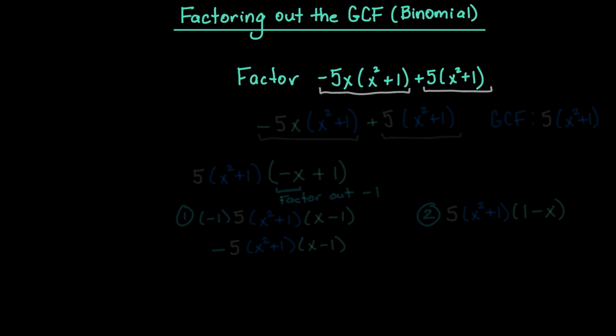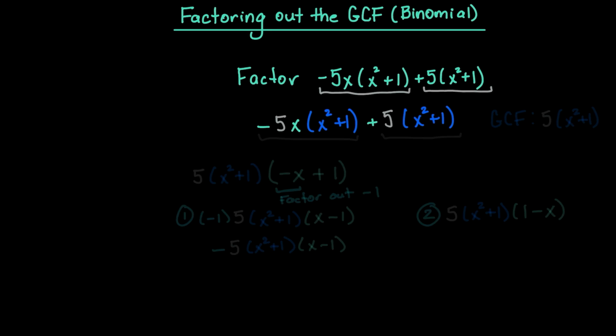So we have negative 5x times the quantity x squared plus 1 plus 5 times the quantity x squared plus 1. So all the things that are like terms or common terms, I've made the same color.